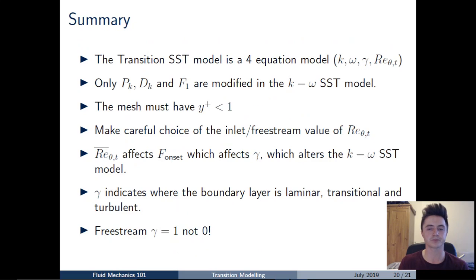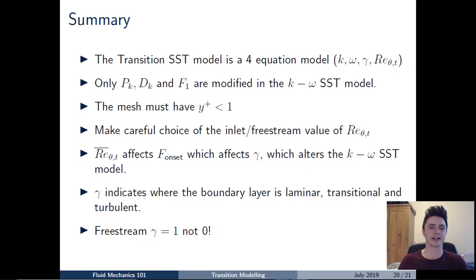So just a closing summary of what I've talked about today, and to really wrap everything up, a reminder that the Transition SST model is actually a 4-equation model. So even though it's called the gamma Re-theta model, there are actually 4 variables we're solving for there, because we're still solving for the k and omega equations in the original k-omega SST model. And so we solve those 2 additional transport equations, and remember that the only modifications to the k-omega SST model are the production term, the dissipation rate term, and the blending function there.